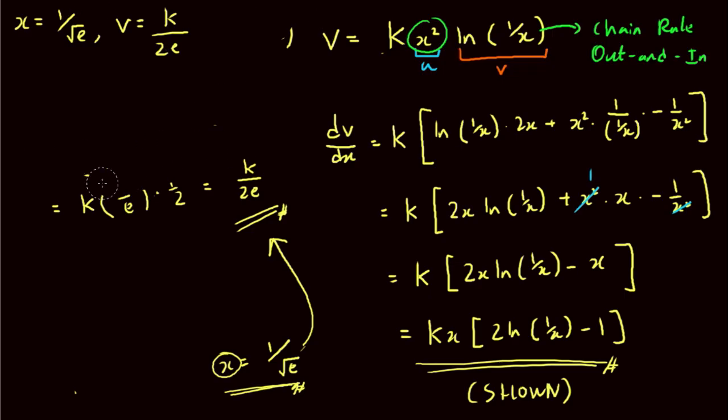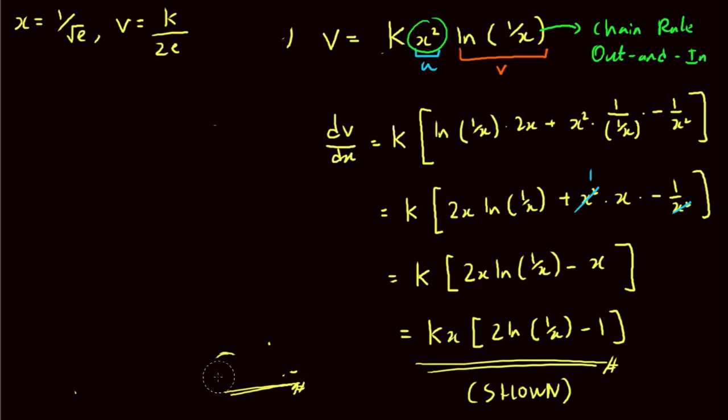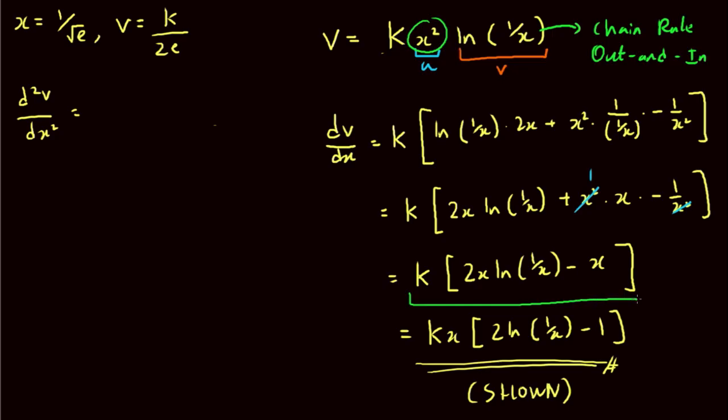Now, how to confirm that this is the greatest value? Well, it's fairly simple. We find the second order derivative, which is d square V over dx square. So in this case, you do the usual. We will take this form. Actually, I think this form's easier to do the differentiation because this is just simply a k, so it's a constant.